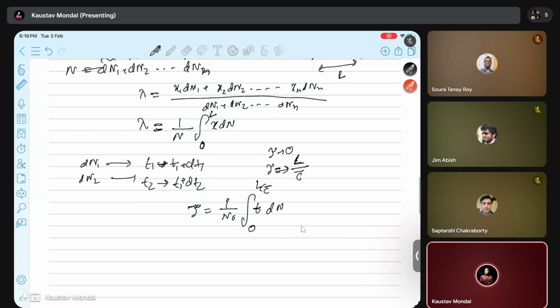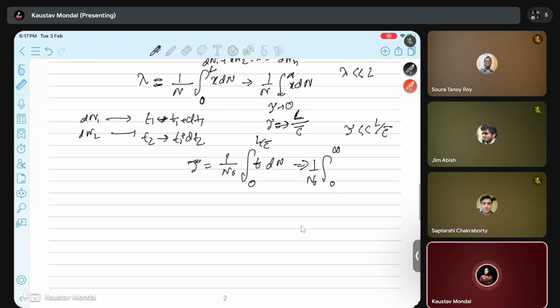Now, since this frequency, this average distance between each collision or average time between each collision, is very low compared to L. So lambda, the mean free path, is very small compared to L. So we can write this integration as 0 to infinity, x into dn. Here also tau is very small compared to L by C bar. So you can write this integration also as 1 by n0, 0 to infinity, since the L by C bar value is very high.